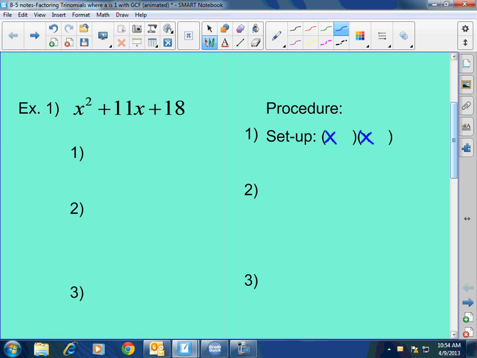Does that make sense so far? Nice and easy. So for 1, my setup is going to be x plus, x plus.